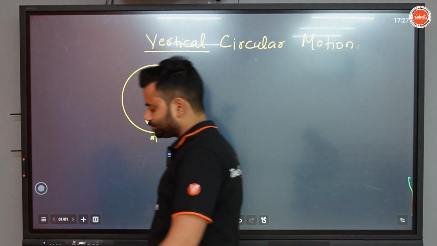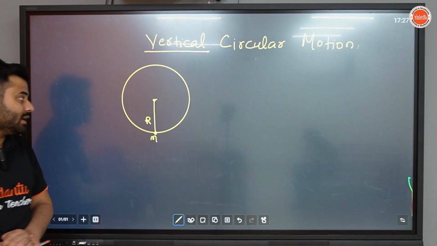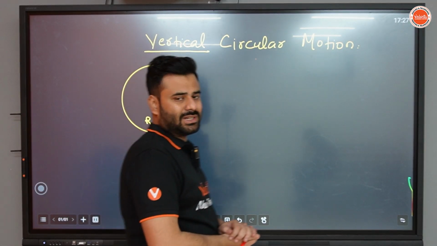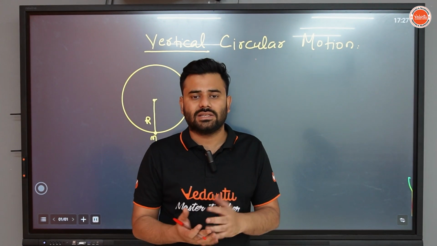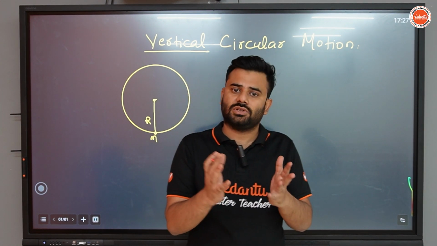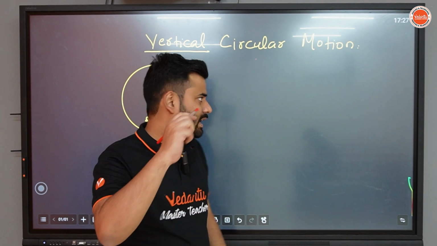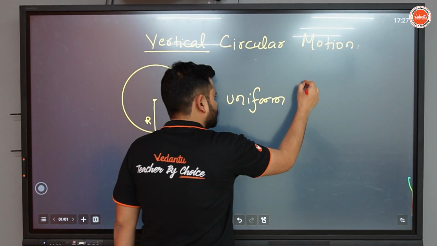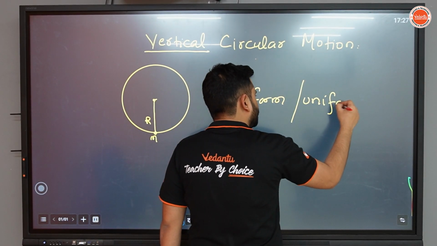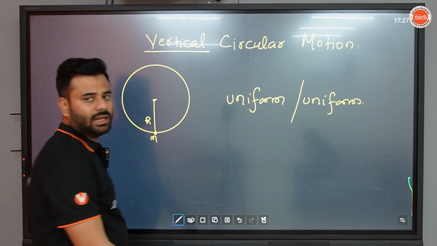First of all we have to understand what type of motion this is. It is a circular motion, a vertical circular motion. Why it is called vertical circular motion, that you understood. Second thing, I will ask you whether it is uniform circular motion or non-uniform circular motion. Let's get it cleared from here.